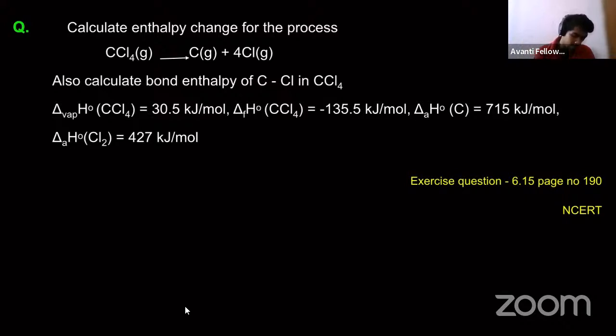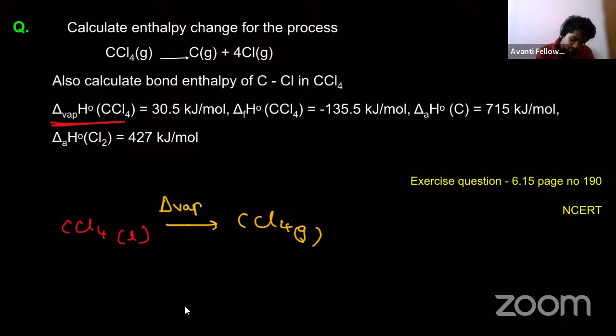Okay. What are the values he gave? He gave the vaporization enthalpy. VAP means nothing but vaporization enthalpy. What is vaporization? Nothing but going from liquid to gaseous. What does that mean? He's saying that CCl4 is in liquid state initially, and this liquid is converted into CCl4 gas. Now, this energy is nothing but delta H vaporization. Okay, enthalpy of vaporization.